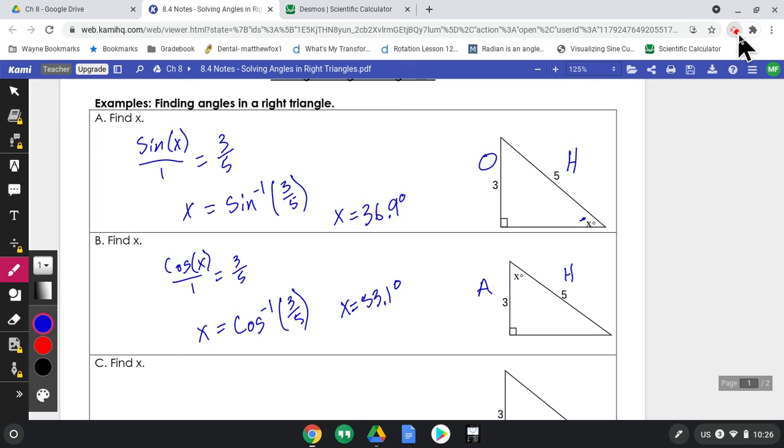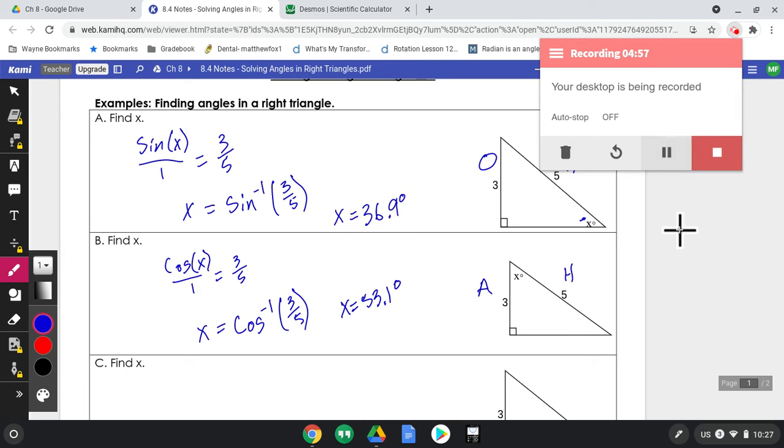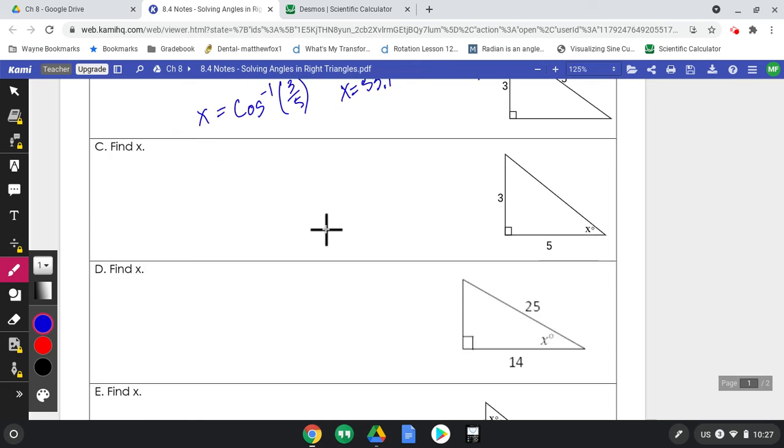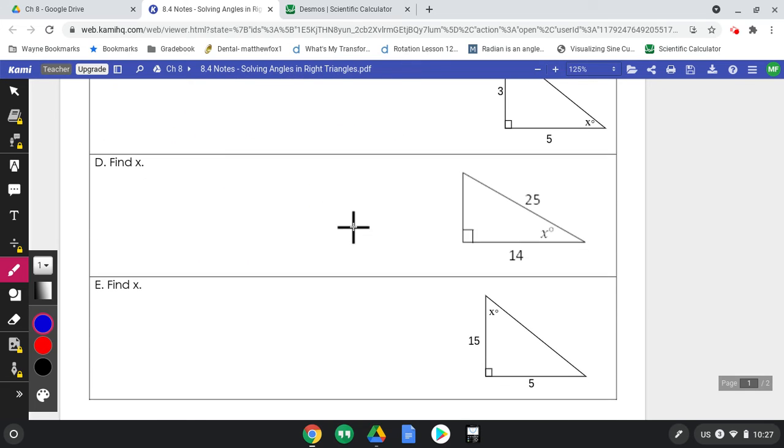Okay, so what we need to do now, let's practice one more time, and then we'll do a word problem. So if we look here, if we go beside it, the 14, that's our A. The 25, that would be our H. So A and H, that's going to be cosine. Cosine of X equals 14 over 25.